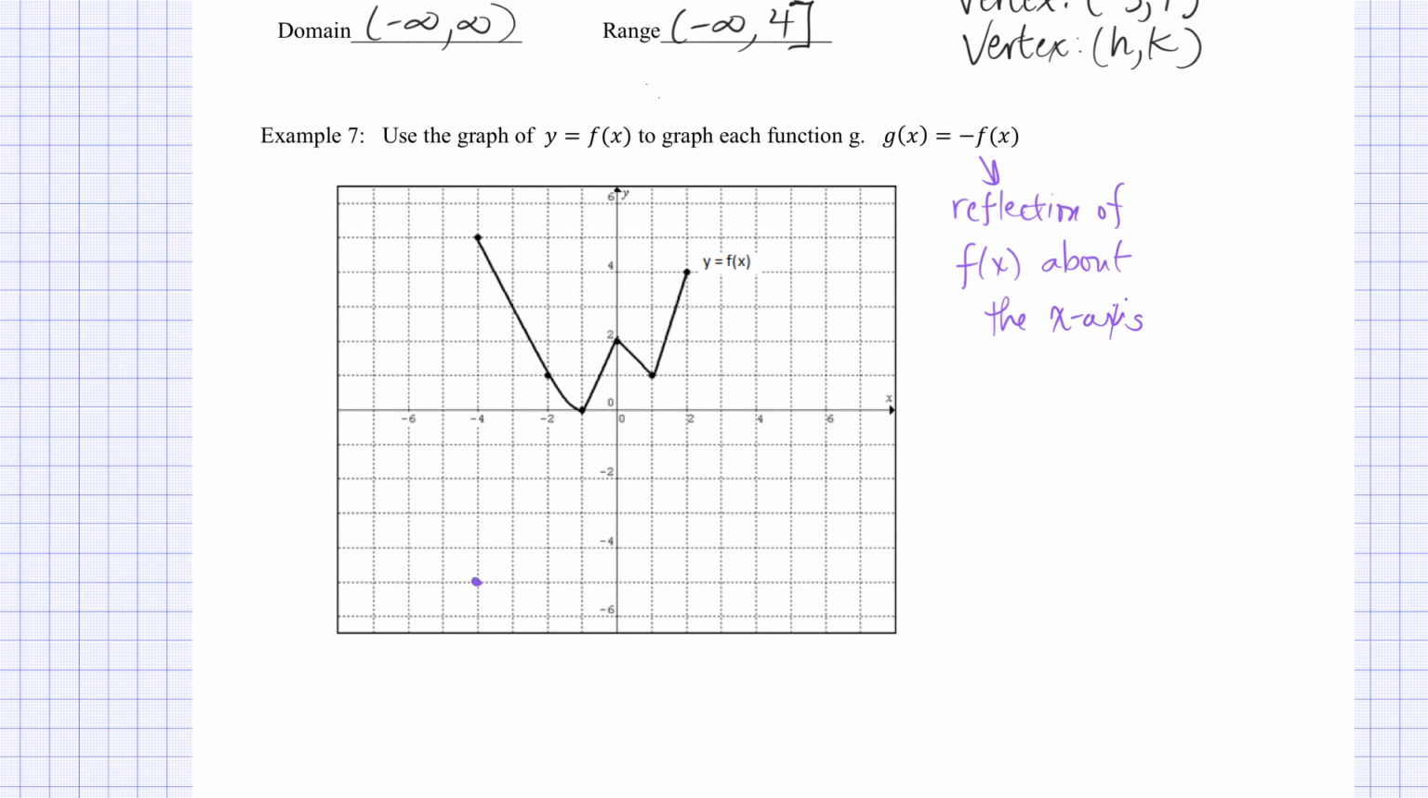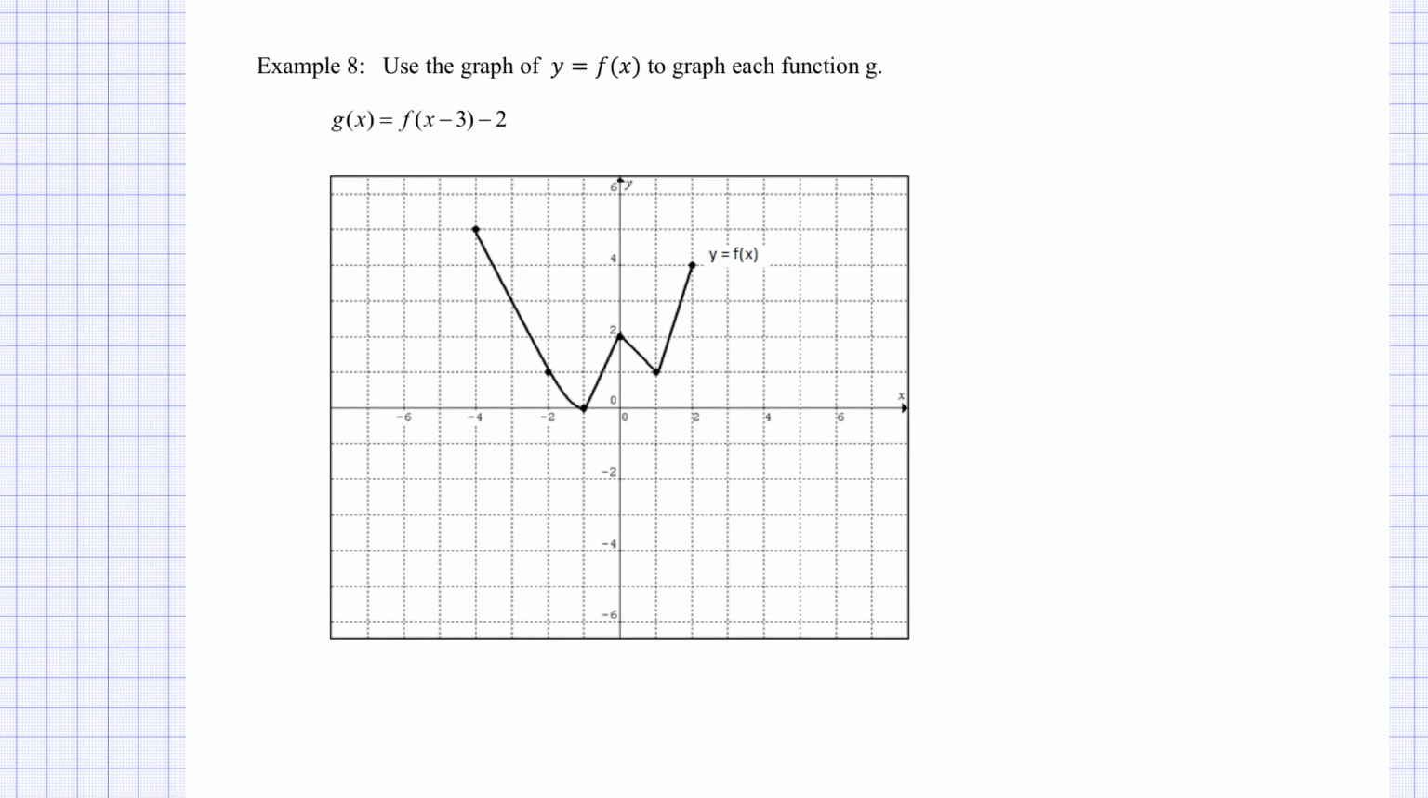This point was at negative 2, positive 1. Now it's going to be at negative 2, negative 1. This is on the x-axis. This is going to end up down here at negative 2. This is going to be at negative 1. And this is going to be at negative 4. And so I can connect my points. And there is the transformation of that particular function.